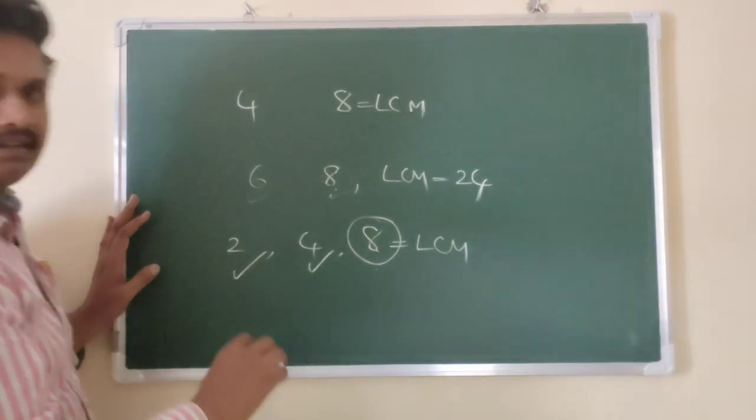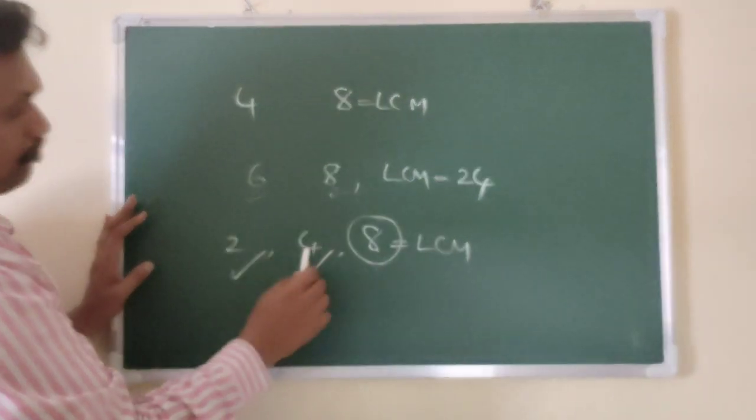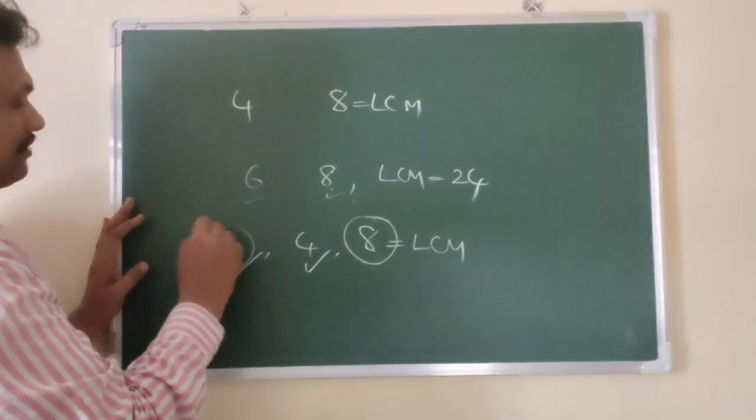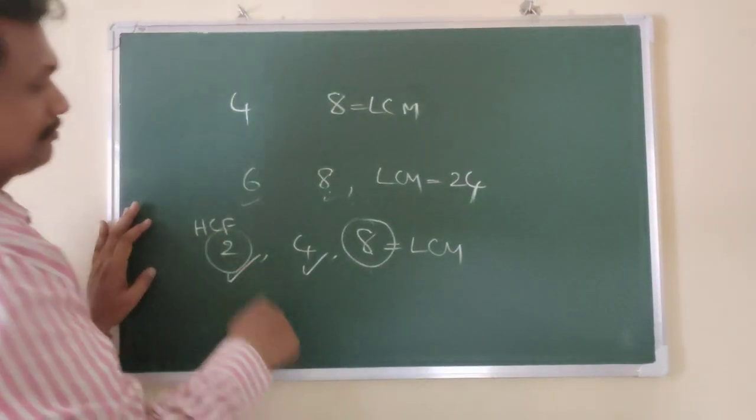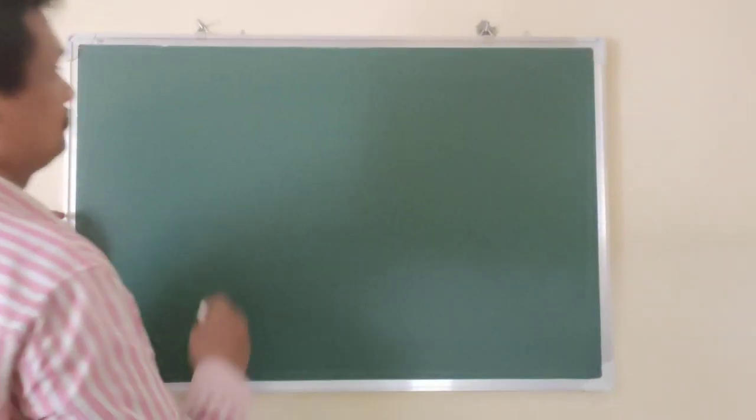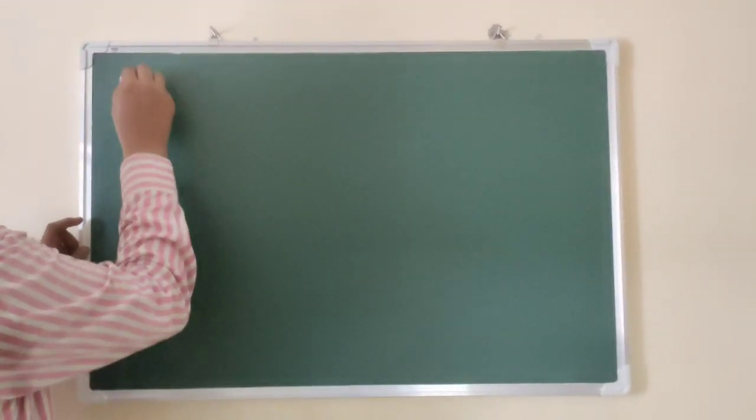No need to calculate. When the big number is divided by the small number, the small number is the HCF. HCF also you will get easily. I will explain with many more examples. Okay? Observe.